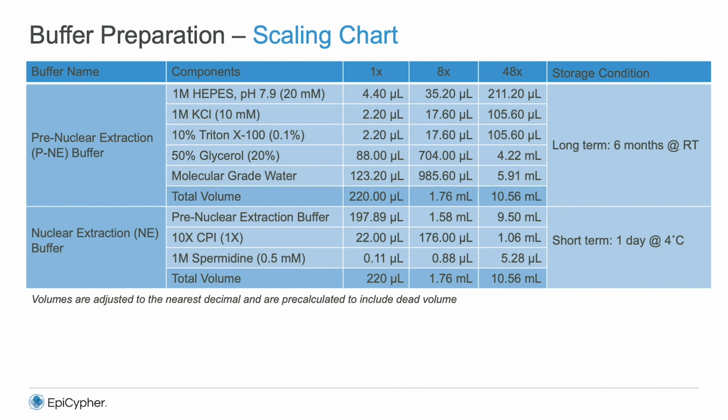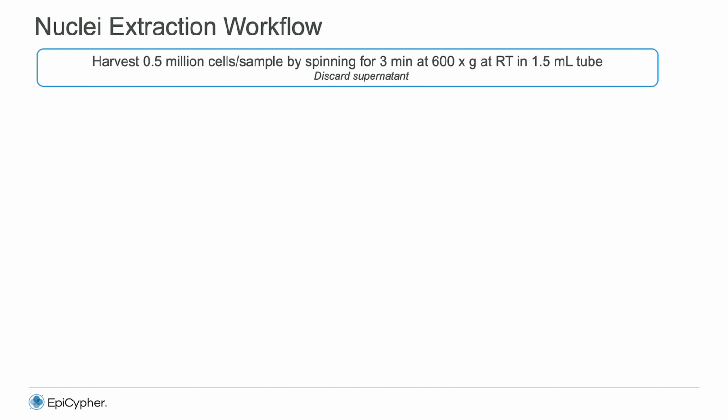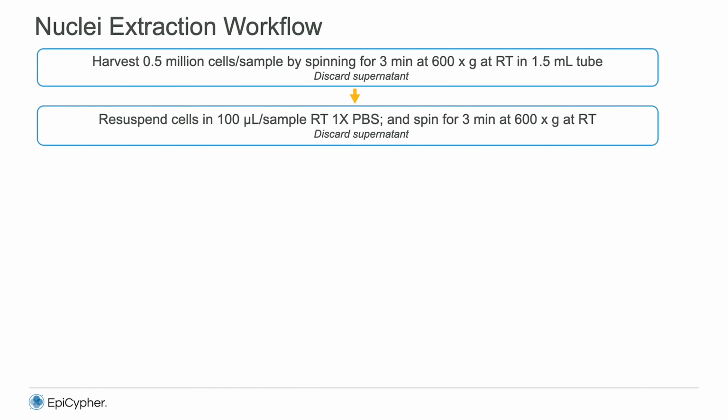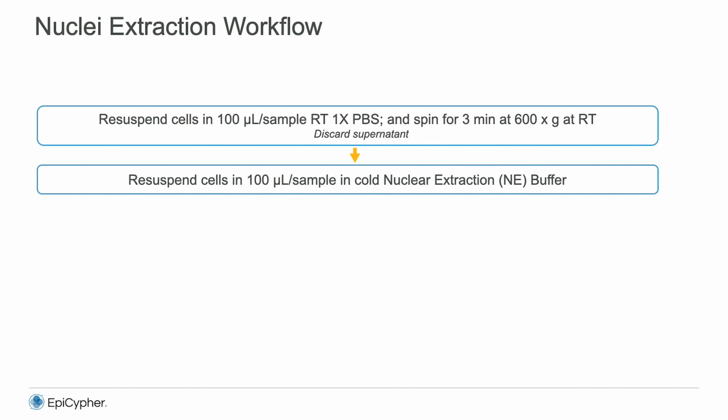We have provided the scaling chart for your convenience, and volumes are pre-calculated to the nearest decimal and are adjusted to include dead volume. The beginning of Section 2 is the only necessary adaptation when extracting nuclei. Harvest 0.5 million cells per sample by spinning for 3 minutes at 600 g at room temp. Wash cells in 100 microliters per sample room temperature 1x PBS, and spin for 3 minutes at 600 g at room temp. Resuspend cells in 100 microliters per sample of cold nuclear extraction buffer.